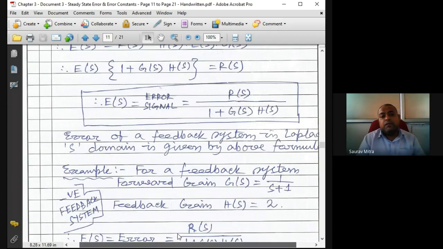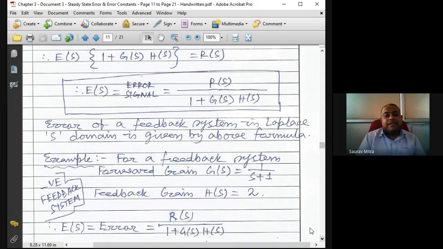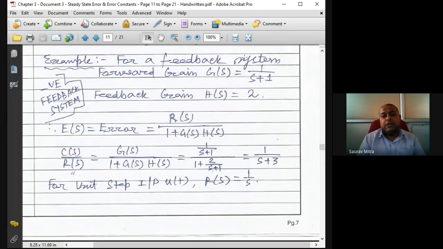So this formula you have to remember: E(s) equal to R(s) divided by 1 plus G(s)H(s). R(s) is the input. It can be ramp, it can be step, it can be parabolic. G(s) is the forward path gain, H(s) is the feedback gain. There is an example given, that is for a forward gain G(s) equal to 1 by s plus 1, H(s) equal to 2, find what is the value of E(s).